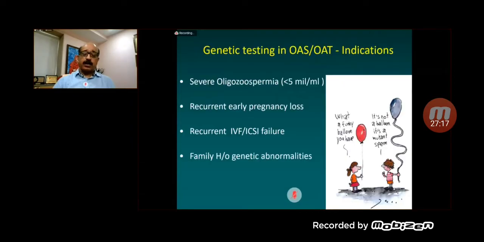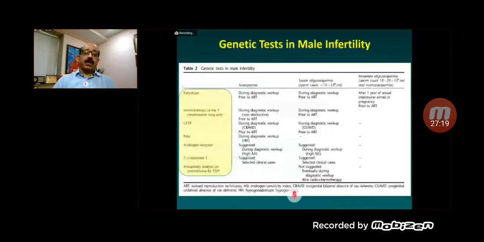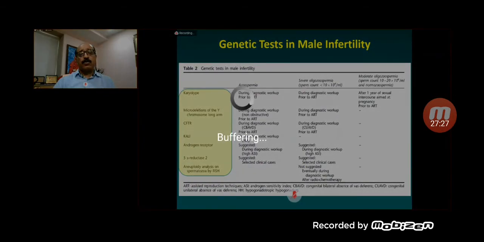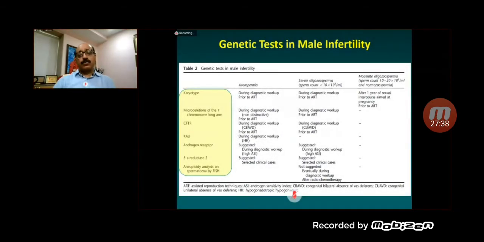Or there is a family history of abnormalities. A variety of genetic tests can be asked for, especially looking at severe oligozoospermia, or moderate oligozoospermic male before the workup. Or in the case of congenital unilateral absence of vas deferens, then again the test can be done.